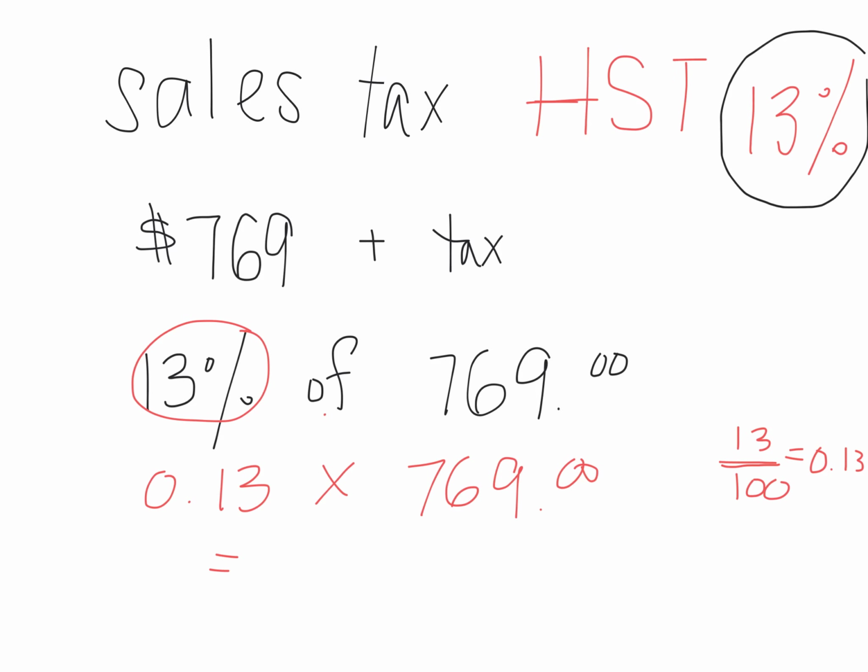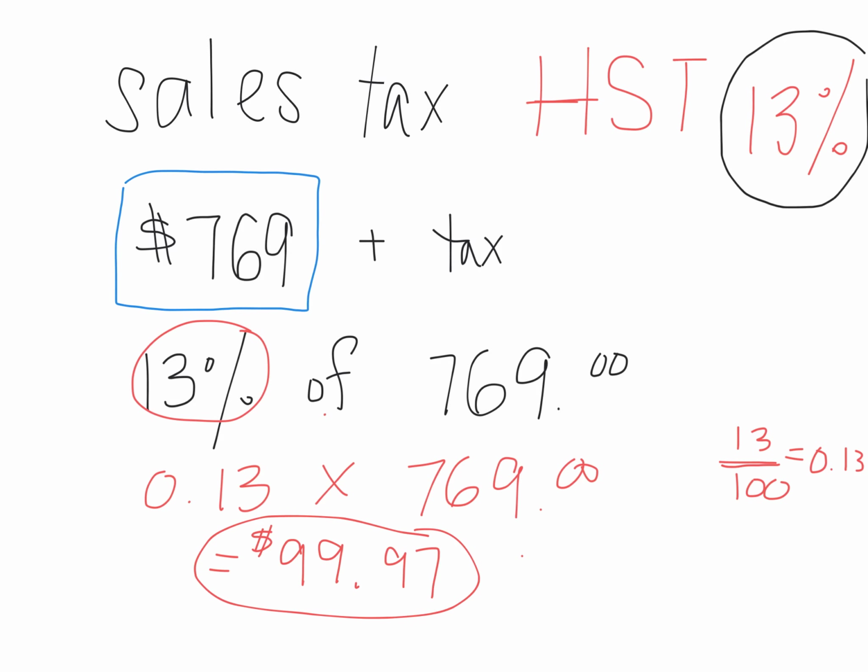Okay, so we get an answer of 99.97. So what does that represent? What did I just calculate? The total price you're paying. Well, the price of the tax. The tax, right? The price of the iPhone was $769. We just calculated the tax. We calculated 13% of that. That gives us how much tax we have to pay on top of this.